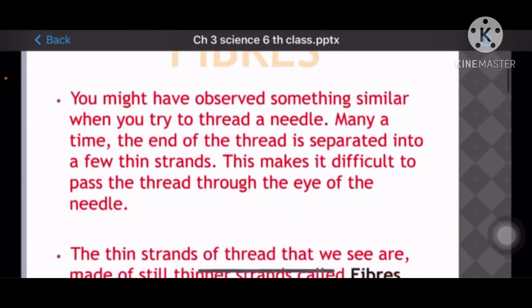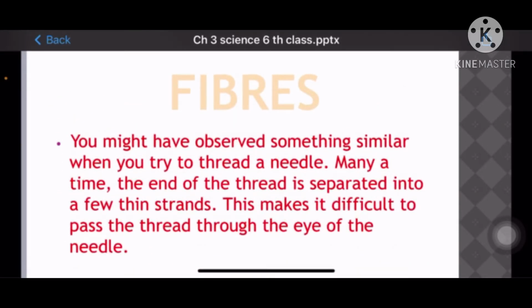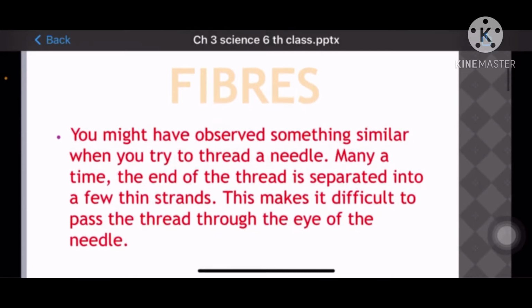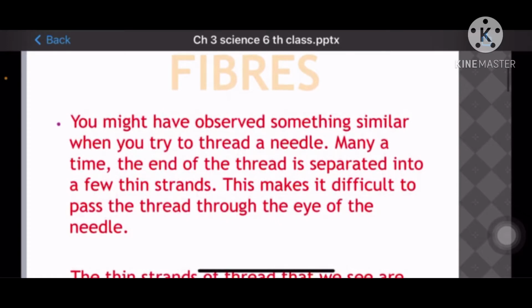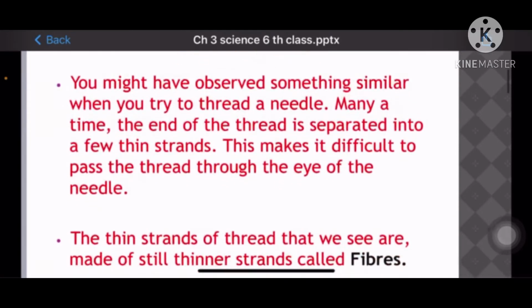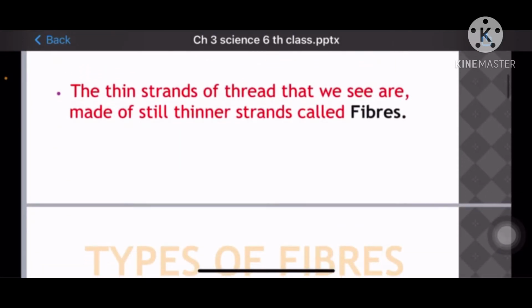So let's start. Our first topic is fibers. You might have observed something similar when you try to thread a needle. Many a time, the end of the thread is separated into a few thin strands. This makes it difficult to pass the thread through the eye of the needle. The thin strands of the thread that we see are made of still thinner strands called fibers.